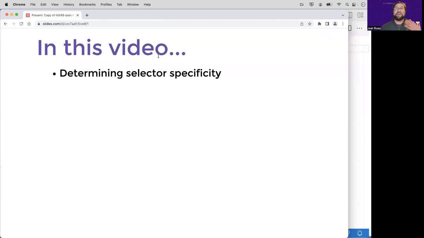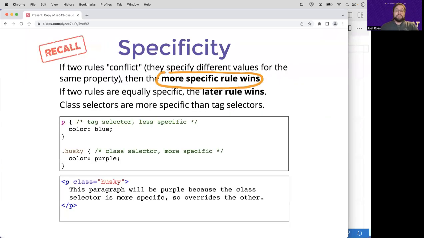Okay, so in this video, what we're basically going to do is talk about how we determine selector specificity, so which selectors are more specific than others. We talked about specificity briefly when we talked about classes. We basically were saying that when we have two rules that conflict, two rules that both are trying to apply the same property to an element, for example, if I have a paragraph with class Husky and I have rules that apply to paragraphs and rules that apply to the class Husky, which one wins?